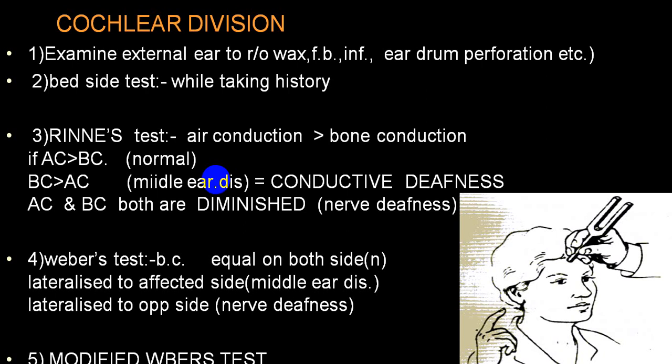So if air conduction is better than bone conduction, it is normal. And if both air conduction and bone conduction are diminished, it will be a very typical finding in nerve deafness.